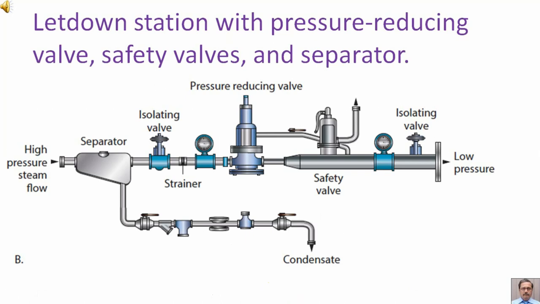Let-down station with pressure reducing valve, safety valves and separator. Here we can see the pressure reducing valve, the safety valve and the separator, which is separating the steam from condensate, and here we have the condensate.